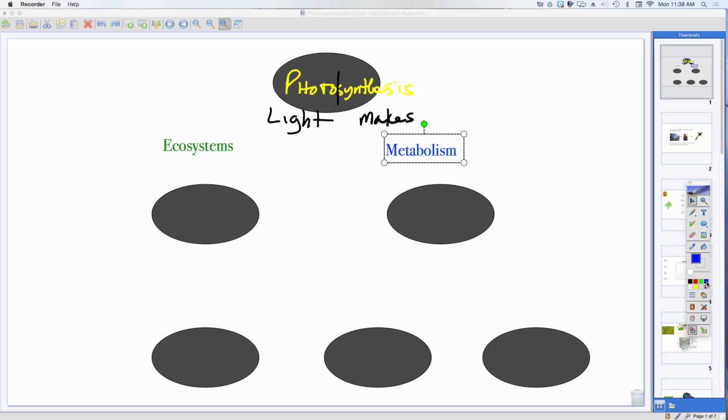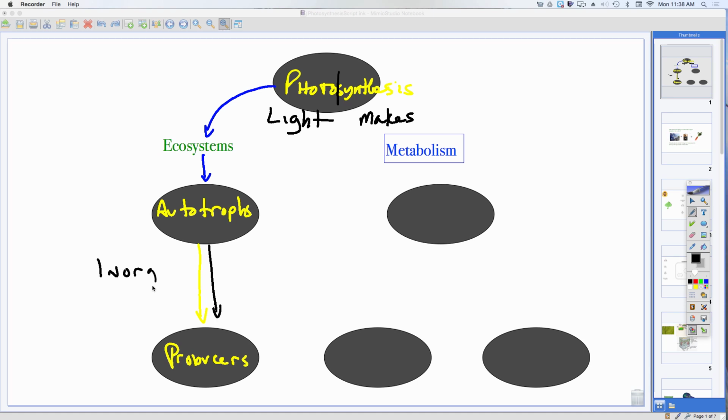So just starting with the idea of ecosystems, photosynthesis is responsible for providing all of the food for ecosystems, because photosynthesis is done by autotrophs, and autotrophs are things that make their own food. So these things are the producers in a food web and food chain. They are the organism that takes inorganics from the environment and converts them into organic molecules that are our food.